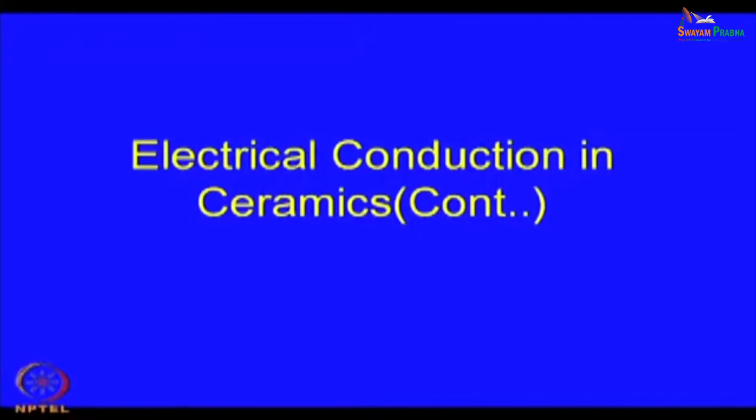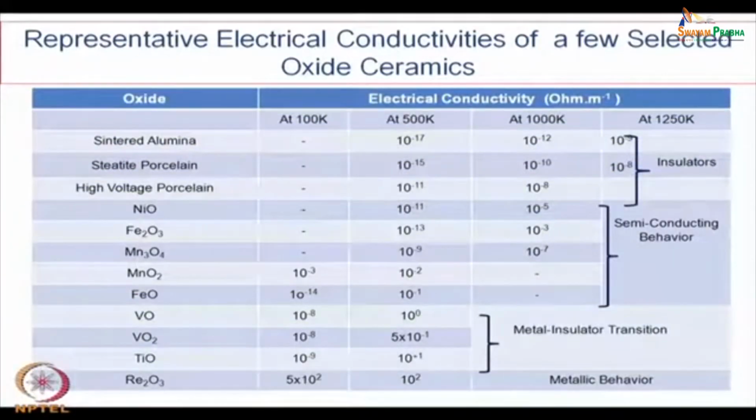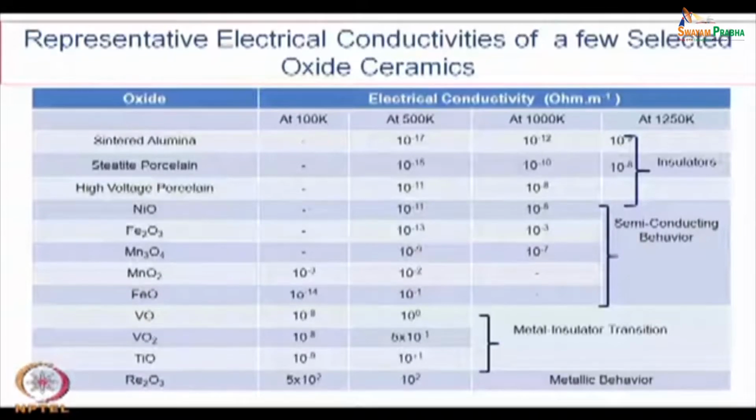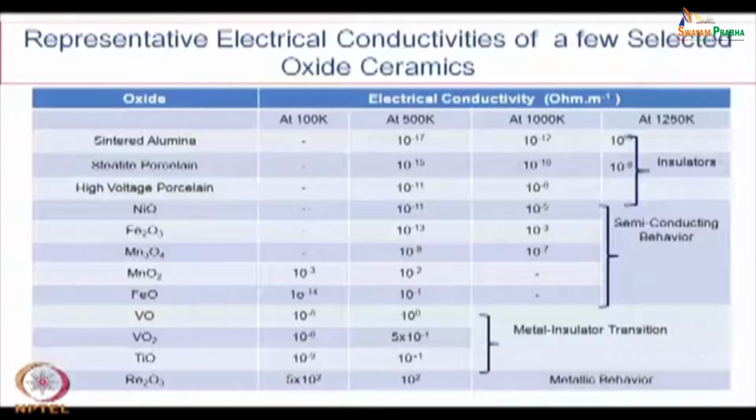Having discussed some of the very basic concepts of electrical conduction in solids, followed by the introduction of the band model and differentiating between metals, semiconductors and insulators, let us try to look at actual ceramic materials, how they behave in terms of the band structure as well as the charge transport phenomena in real ceramic materials.